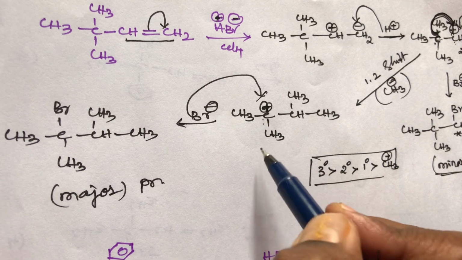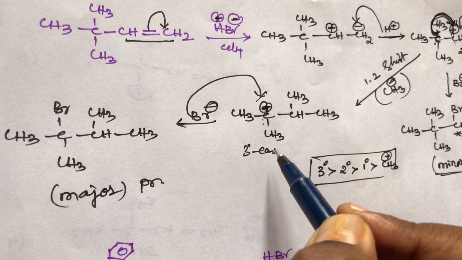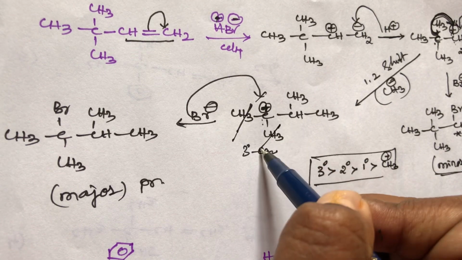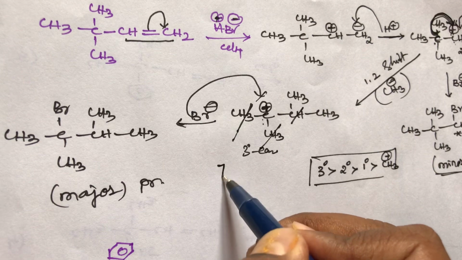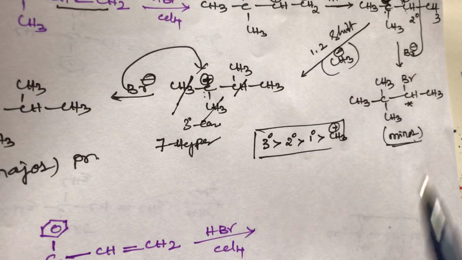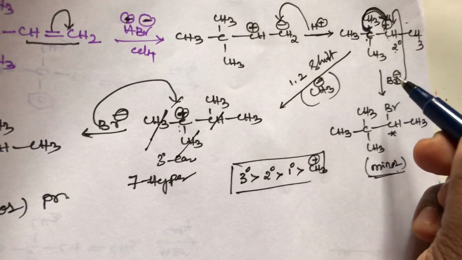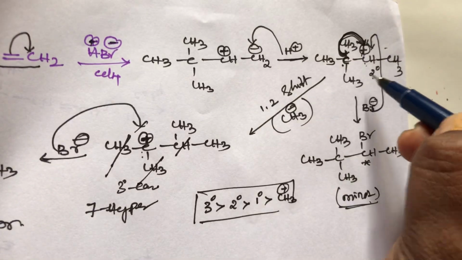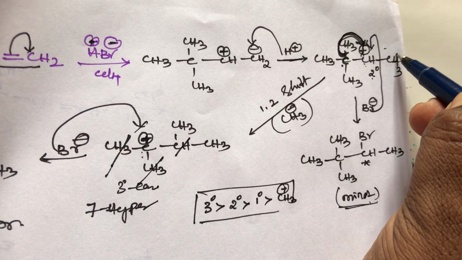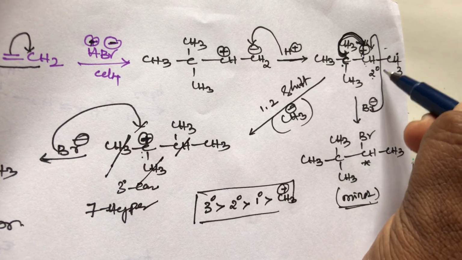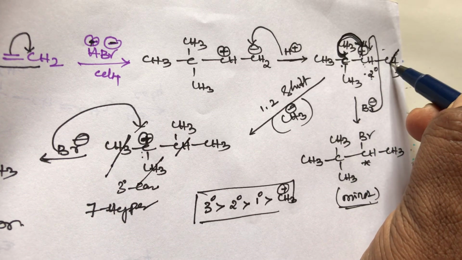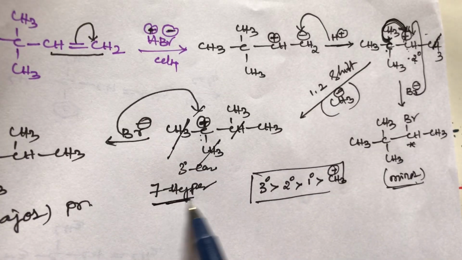This is the intermediate tertiary carbocation. Beside this positive charge, 3 hyperconjugates are there, here also 3, here also 3, here 1 hyperconjugate. Total 7 hyperconjugates are there. Stability depends on the number of hyperconjugates. But in the secondary carbocation, only 3 hyperconjugates are present, whereas in the tertiary carbocation 7 hyperconjugates are present.